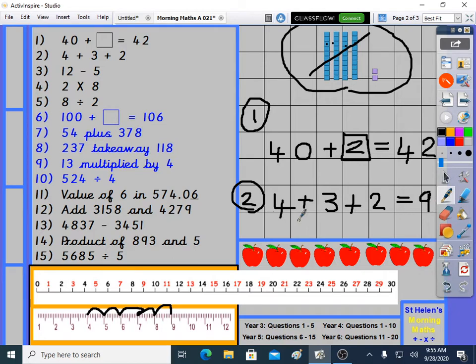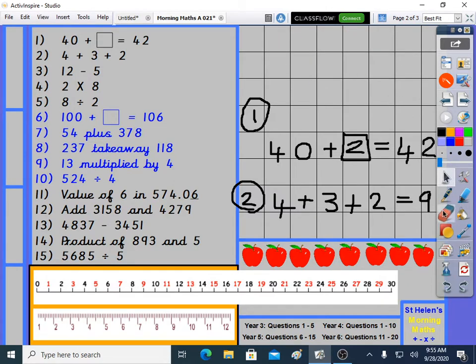That's the first time I think that we've added 2 numbers on, but you can still just count along the number line. Just catch up with the copying. I'll be moving on to question 3.